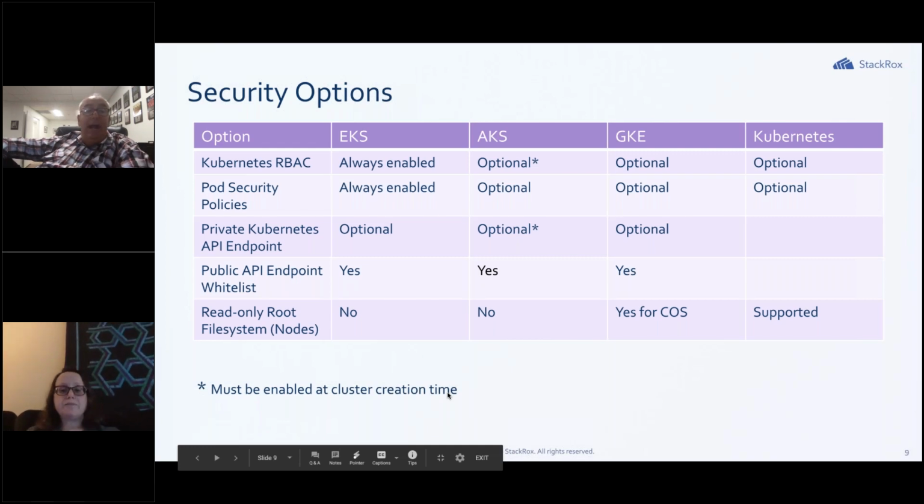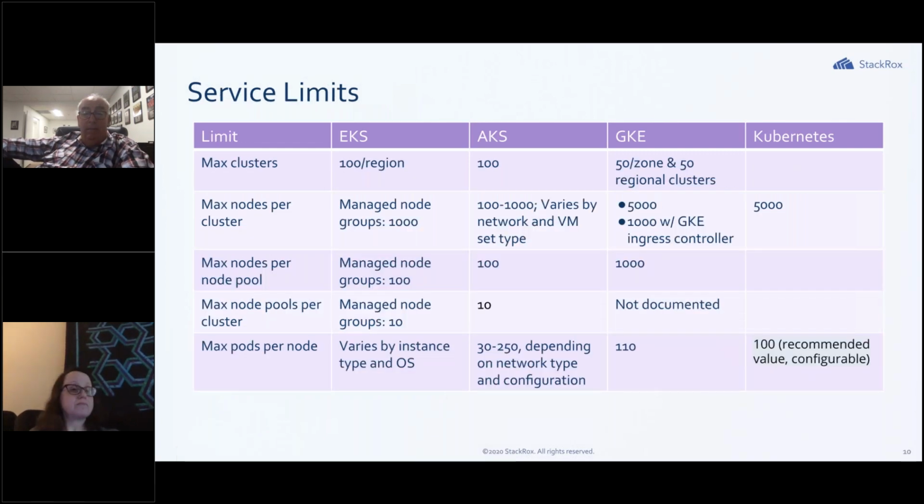Excellent. Karen, I hate to do this to you, but we've only got about 2 minutes left. Oh, okay. Service limits. These are options. I won't go over these. We do have a blog post, a little over a month old at this point, that goes much more in depth about this and other options. It's on www.stackrox.com under the blog.